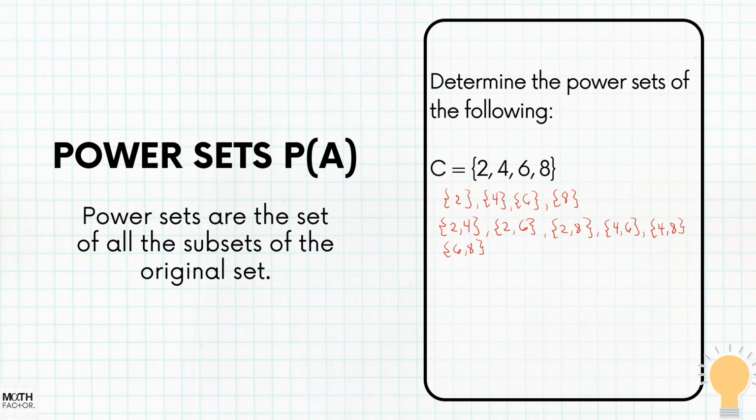For subsets with three elements, we have {2, 4, 6}, {2, 4, 8}, {2, 6, 8}, and {4, 6, 8}. For subsets with four elements, we have {2, 4, 6, 8}. And lastly, our empty set.